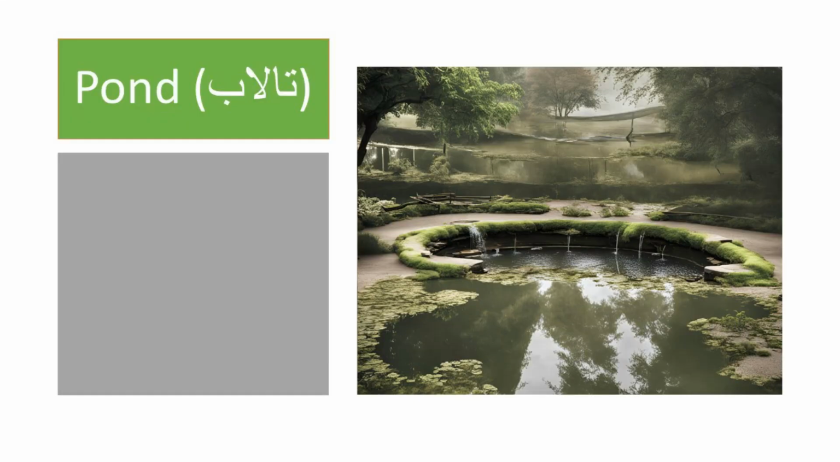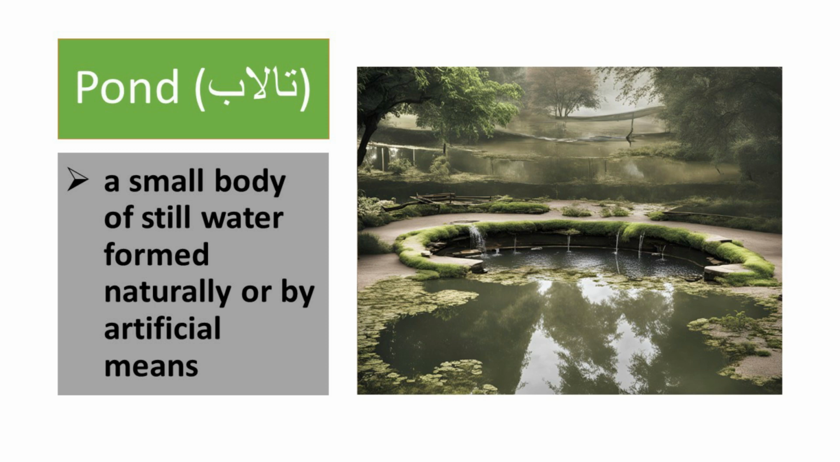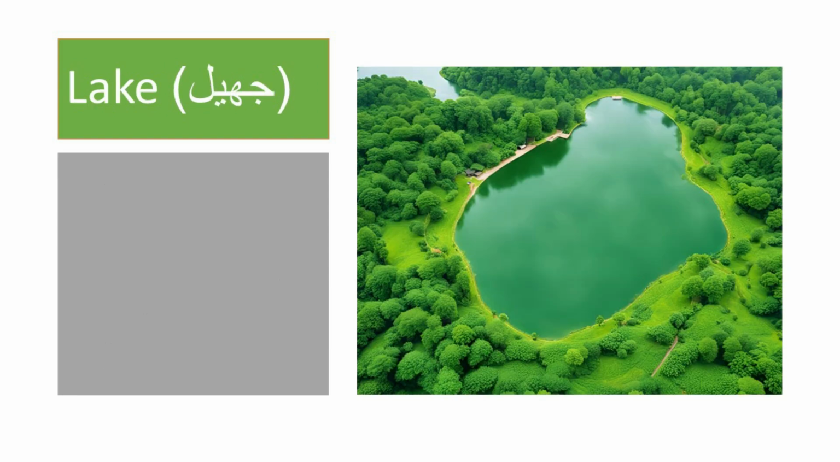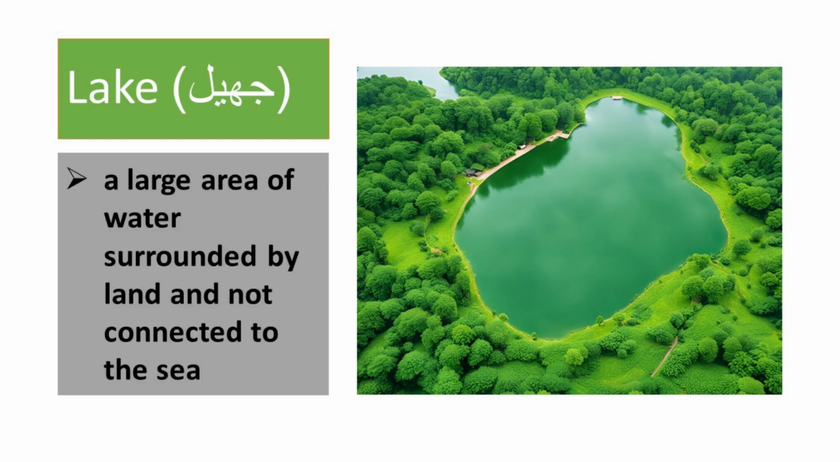So, let's begin. First of all, we are going to talk about a pond. A pond is actually a small body of still water. It can be made naturally or artificially. But the most important thing is a pond is small. On the other hand, a lake is a large body of water. It is usually surrounded by land and it is never connected to a sea.